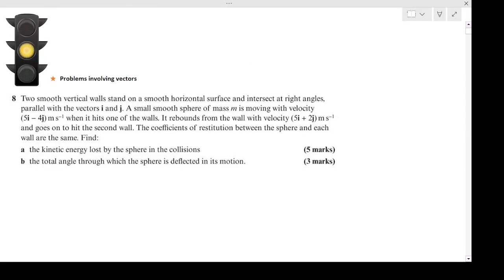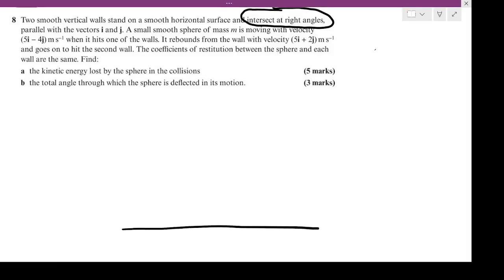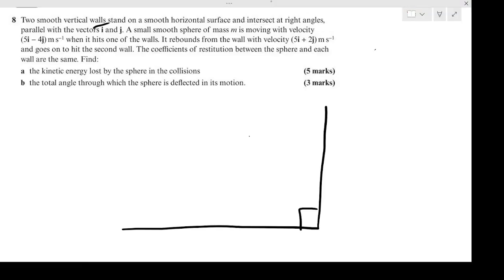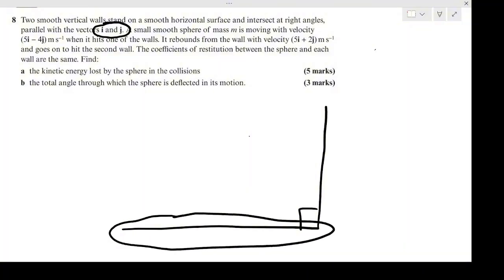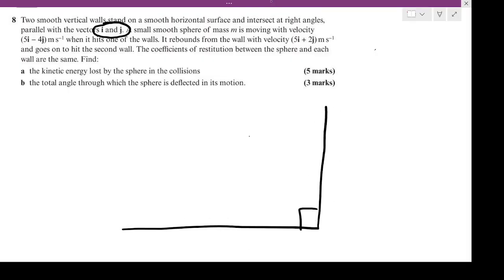Now we're going to be looking at multiple collisions, but now with vectors. Remember, we looked at vectors last time, so make sure you're comfortable with that before we look at this. But here we are. I've got my two walls, and I'm told they're at right angles, so it's going to look like this: a horizontal one and then a vertical one like that. That makes sense because we're told the walls are parallel to i and j. This is like the x-axis or i, and this is parallel to j, or the y-axis.